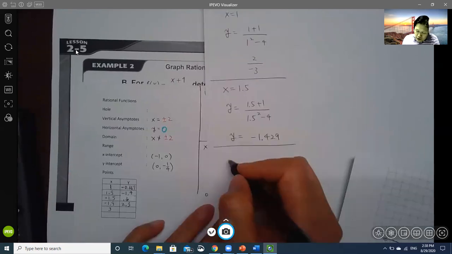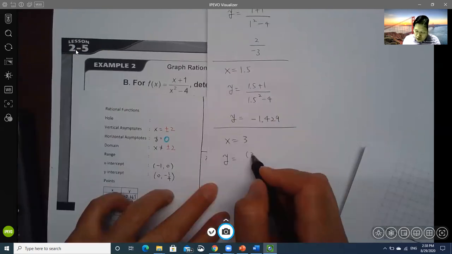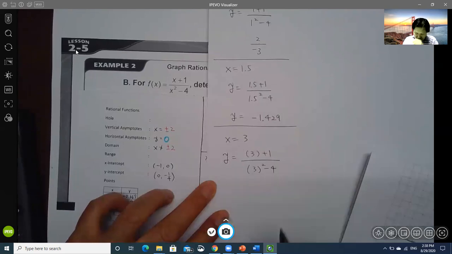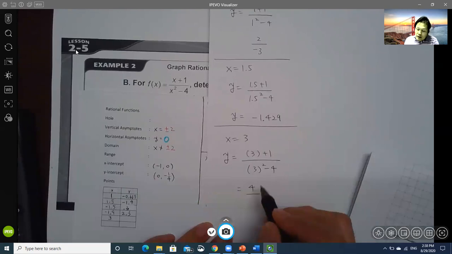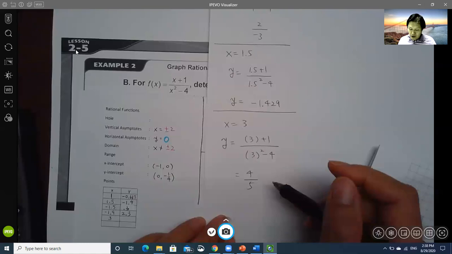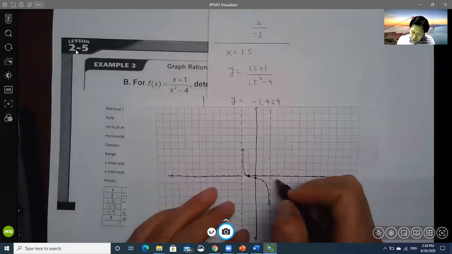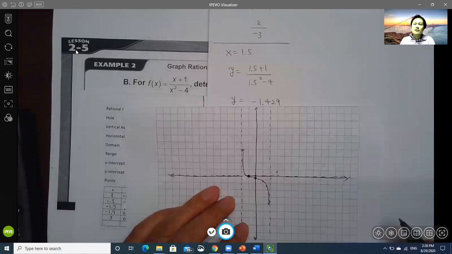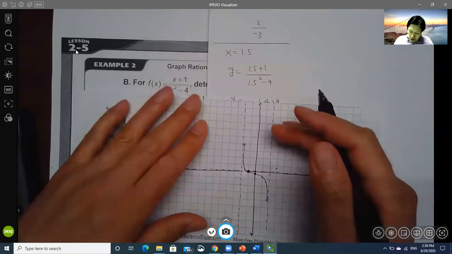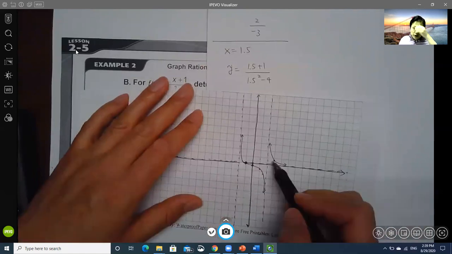So x equal to 3, which is y equal to 3 plus 1 over 3 squared minus 4. I think I can do that by hand. So 9 minus 4 is 5, which is 4 over 5, a decimal, 0.8. Yes, so you got 0.8. So 3 comma 0.8 is like this. That's all I need, one point, because that tells me my graph will be something like this. I'm not going to have the graph down here because I have a point here.